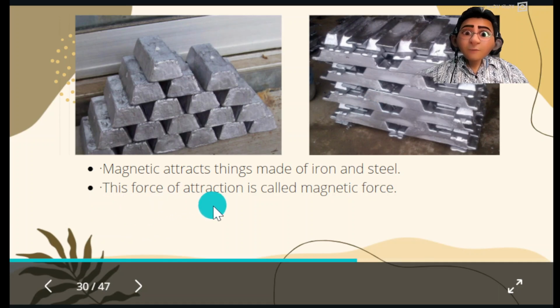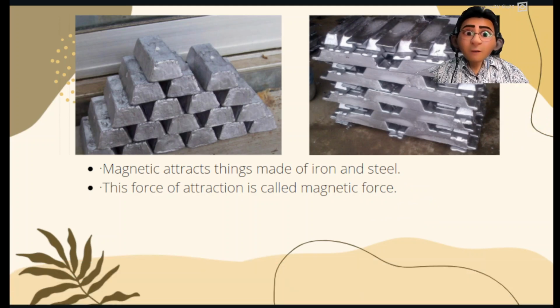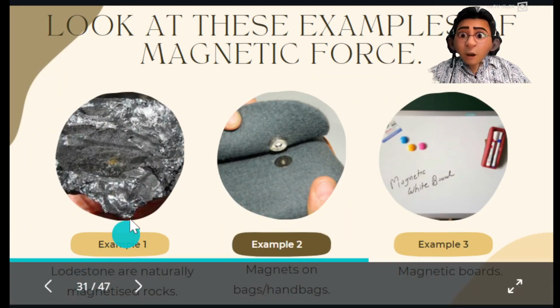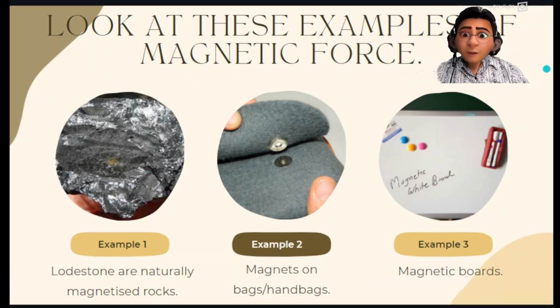This force of attraction is called magnetic force. So a magnet attracts things made of iron and steel. It is called magnetic force. Example, lodestone. Lodestones are naturally magnetized rock. So there are types of rocks called lodestone. It is magnetic naturally. Example number 2, magnets on bags or handbags.